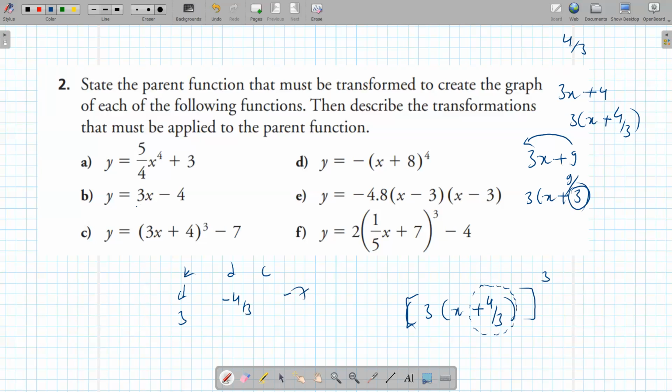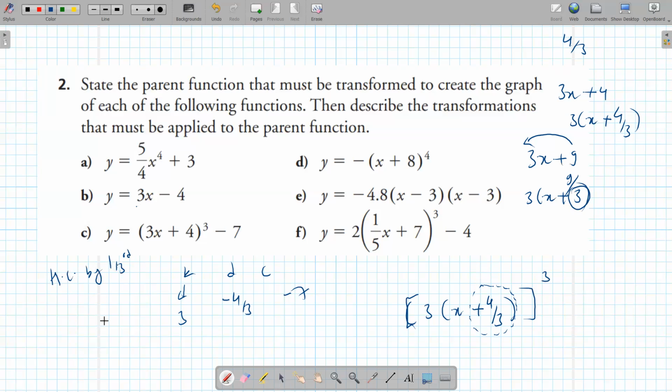It's a reflection? No, it's not. Reflection would be if K was negative. If A or K were negative, then it's a reflection. Like if K was negative 3, it would be a reflection on the y-axis. But there's no negative sign attached to the K, so there's no reflection in this question, not for C anyways. K being 3 is a horizontal compression by a factor of 1/3.